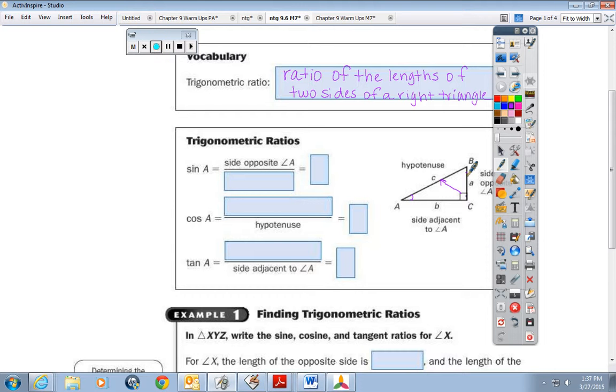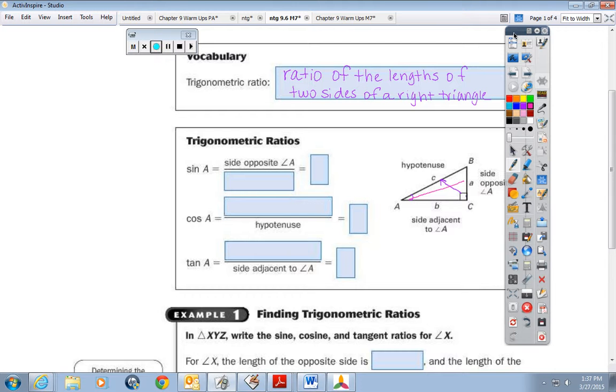So the sine of angle A, what that means is we can write that as a ratio. It's the side opposite of angle A. So here's the side opposite. That's the length of this side, which is little a right here, over the length of the hypotenuse. I'm just going to abbreviate. And what letter represents the length of the hypotenuse? The lowercase c.